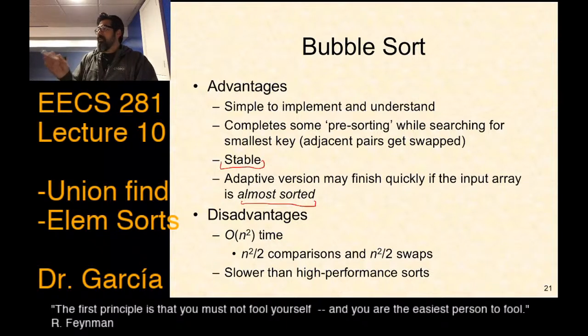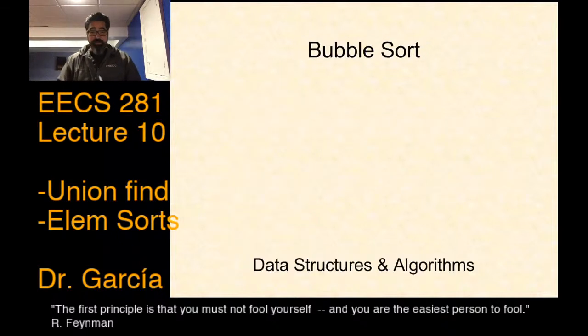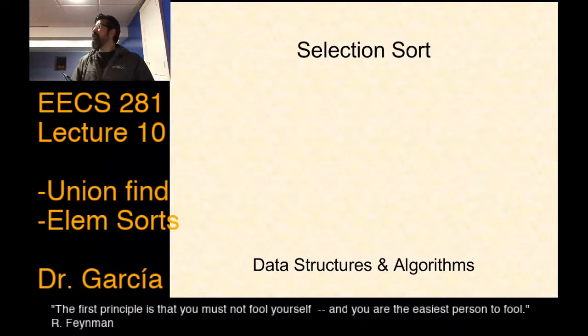So still, bubble sort is kind of a gimmicky algorithm that we teach. But we would never, in practice, use bubble sort for anything. The disadvantages: it is O of n squared time, and it's quite a bit slower than high performance, or efficient, sorts. So that's bubble sort. Let's move on to selection sort, and probably this is where we'll end for today, and then pick up insertion sort on Tuesday.